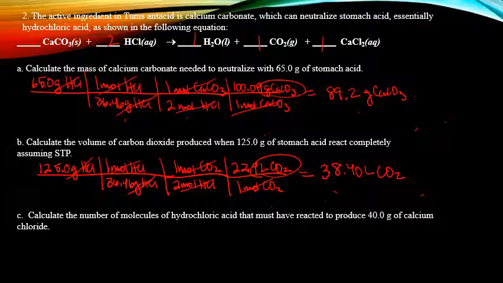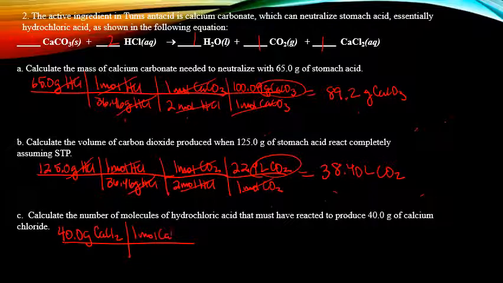Calculate the number of molecules of hydrochloric acid that must have reacted to produce 40 grams of calcium chloride. So in this case, again, I'm starting with 40 grams, 40.0. That's going to be 3 significant figures, and I'm going from the CaCl2 back to the HCl. So if we start off with that, 40.0 grams calcium chloride.